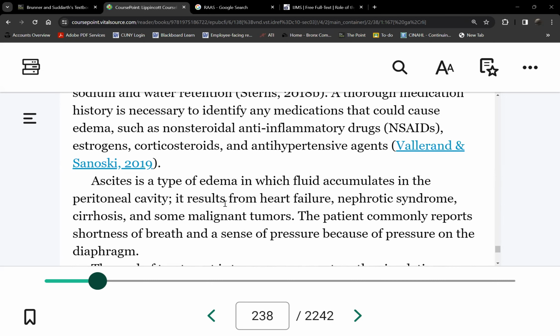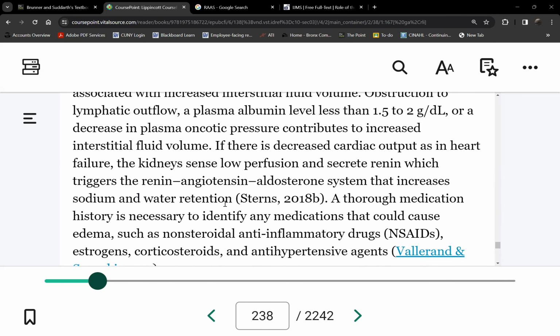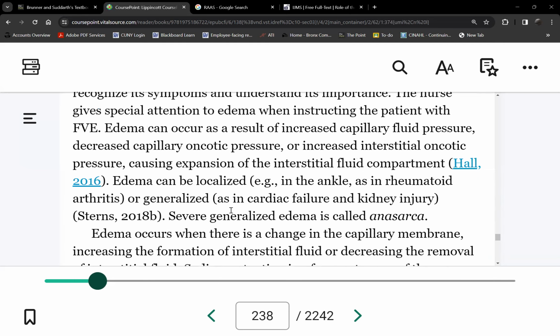And of course, for edema, we have fluid restriction and diuretics, right? And then, of course, elevation of the affected extremity, okay? Because especially if it's dependent edema.